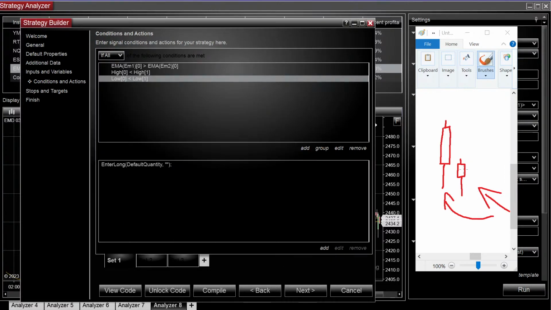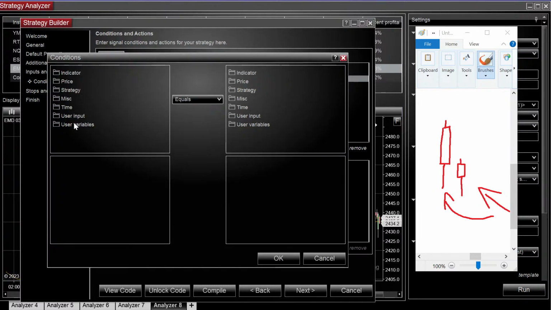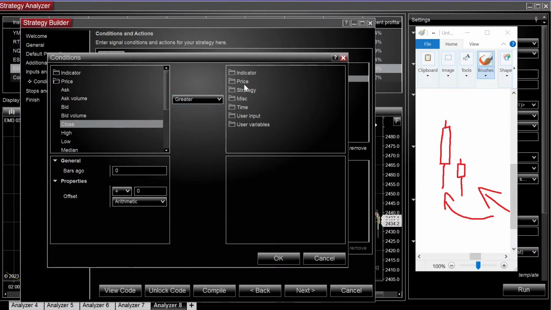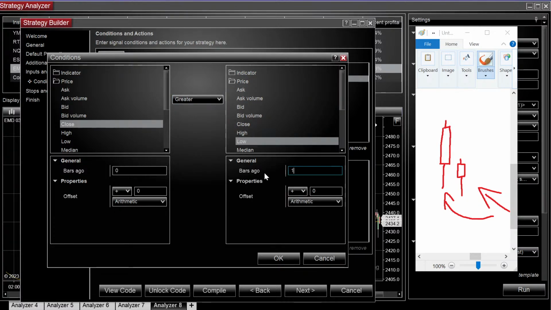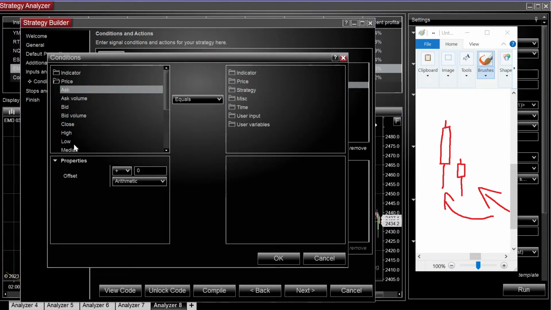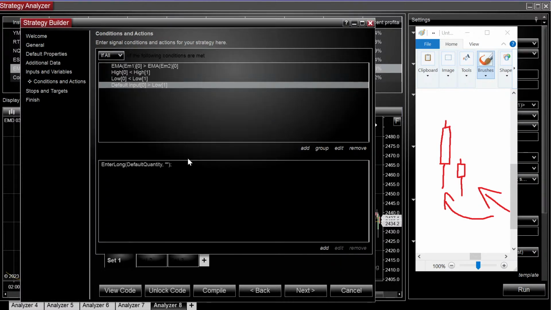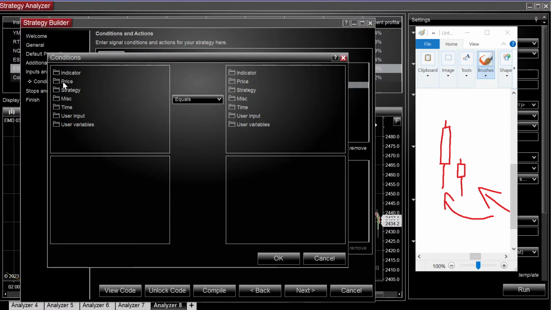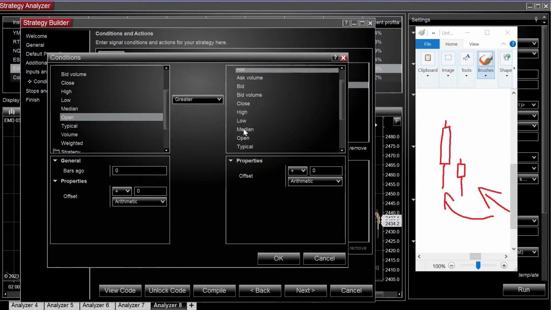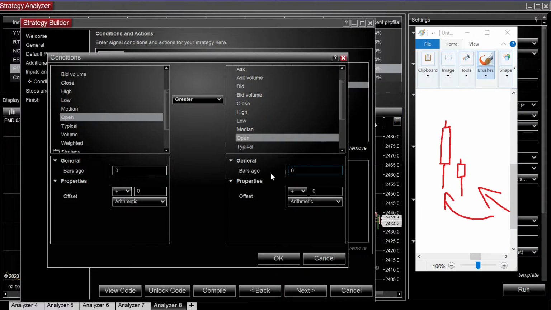Now we just have the open and the close. In this case, the open and the close are both greater than the previous low. So price close is greater than price low 1 bar ago. And price, make sure I did close last time, right? Yeah, close. So price open is greater than price open 1 bar ago.